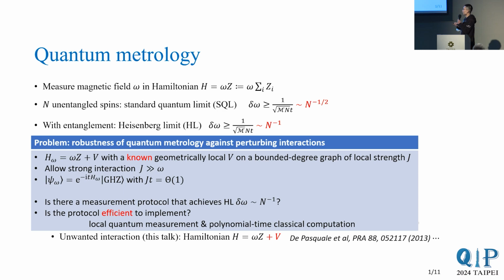So we use this H omega to evolve the initial GHZ state, get the final state psi omega, and we ask, is there a measurement protocol on this final state that achieves the Heisenberg limit? Here we focus on the N scaling and are satisfied as long as the protocol can achieve the Heisenberg limit at JT of order 1 constant, because then you can possibly scale this protocol up. So that's our first question. If this protocol exists, we also ask whether it is efficient to implement, because we probably don't want to measure some generic many-body operator. Instead, maybe we want some local measurement plus some polynomial time classical computation.